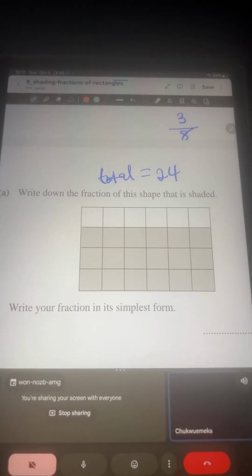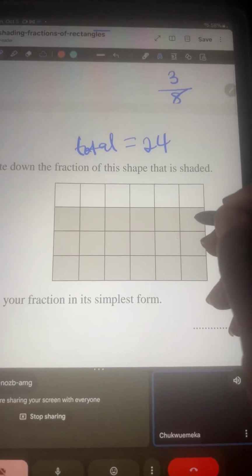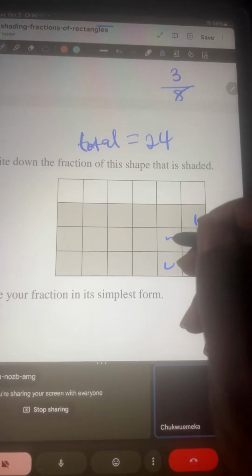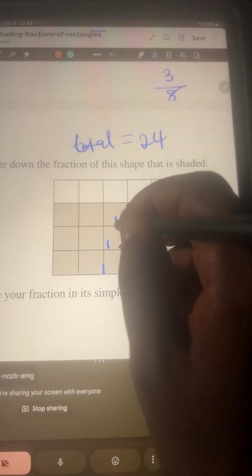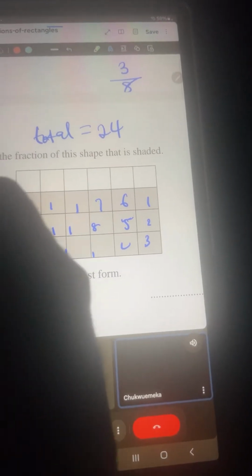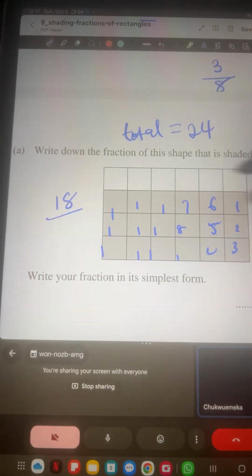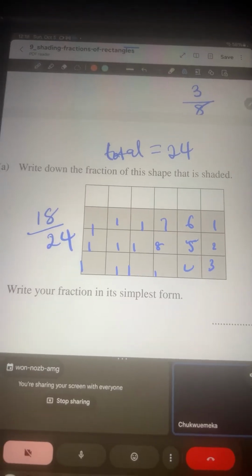Are you listening? Yes. So how many are shaded? The number that are shaded are 1, 2, 3, 4, 5, 6, 7, 8, 9, 10, 11, 12, 13, 14, 15, 16, 17, 18. 18 are shaded, right? So the fraction that are shaded will be 18 out of a total of what? 24, isn't it? Yes. 18 out of a total of 24.